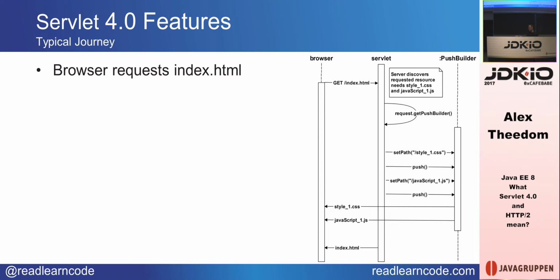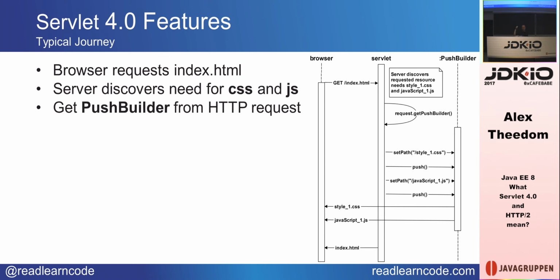So this is essentially a sequence diagram. I think I might be laboring the point a little bit, but I want to make this really clear that the browser requests the index page. We've seen that already. The server discovers a need for a CSS and JS file. We'll see how it discovers that later. And that depends largely on the framework that you're using and how it's implemented. And I'm going to talk about a couple of ways it could possibly be implemented.